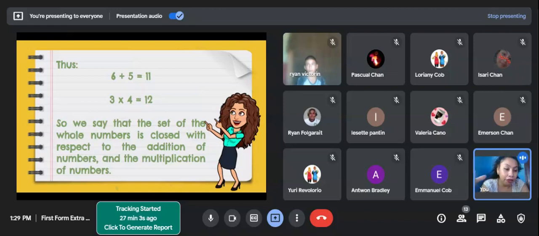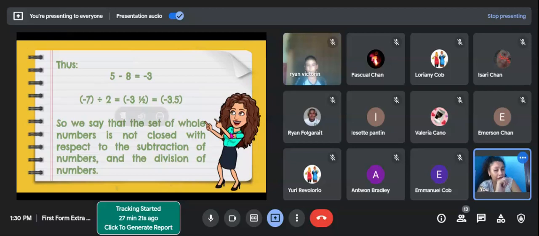And the same thing with times. 3 and 4 are whole numbers, 12 is a whole number. Because I'm doing multiplication, it is closed under an operation. Any questions? No, miss.